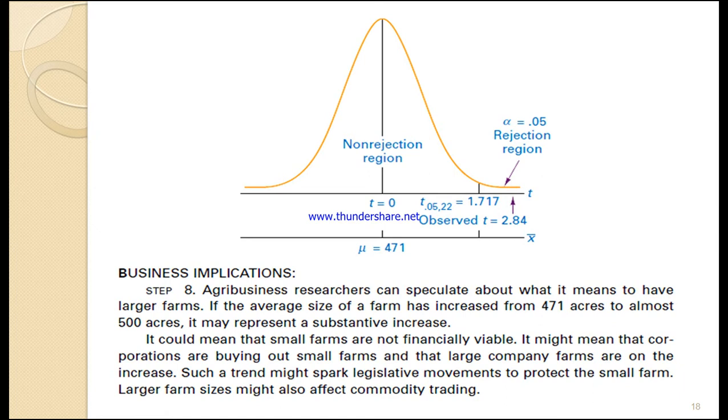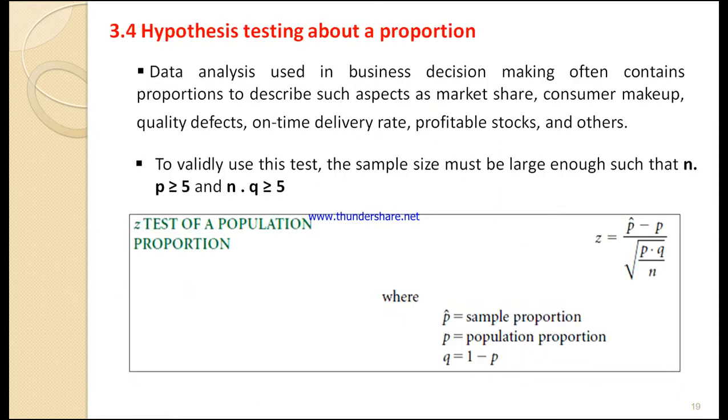This is how we can present the business implication of hypothesis tests. Therefore, when the population standard deviation is unknown, the t-test is the fair test, and we can test the hypothesis by working through 8 steps.